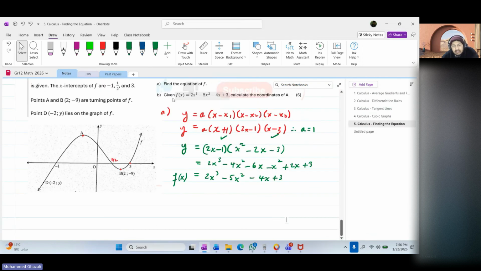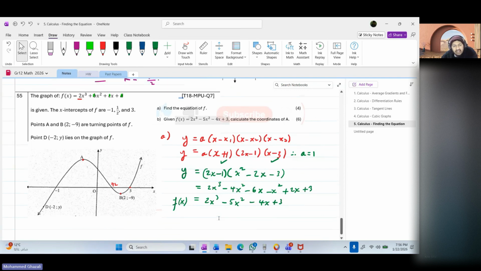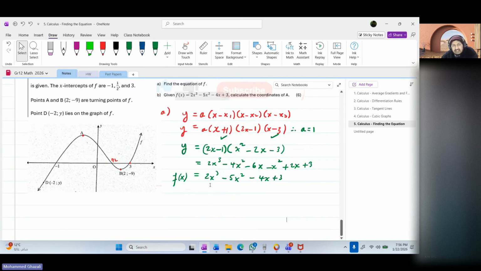Next one. Given f of x, oh, they already told us the function is given like this. The reason why they give you the function is because if you can't solve the first one, then you can kind of cheat your way out from here. You don't lose all the marks here. So you see 2x cubed minus 5x squared minus 4x plus 3. So that is the correct function. That's the answer we ended up with. Calculate the coordinates of A. How are we going to find the coordinates of A? That is just derivative and set it equal to 0. And I don't know why 6 marks. It should be 4 marks.